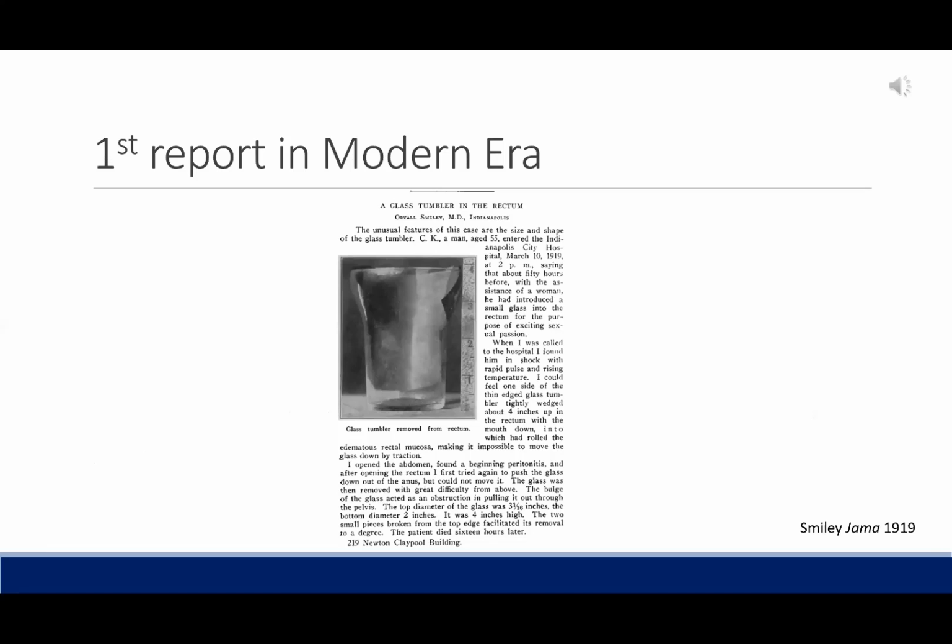This is the first report in the modern era of an inserted rectal foreign body. It was published in 1919 in JAMA. The patient, CK, is a 55-year-old male from Indianapolis who presented with a small glass introduced into his rectum 50 hours before. He presented in distress and required a laparotomy. The article describes that it was a struggle to remove even from above due to the wider diameter of the top of the glass. Unfortunately, he died 16 hours later.